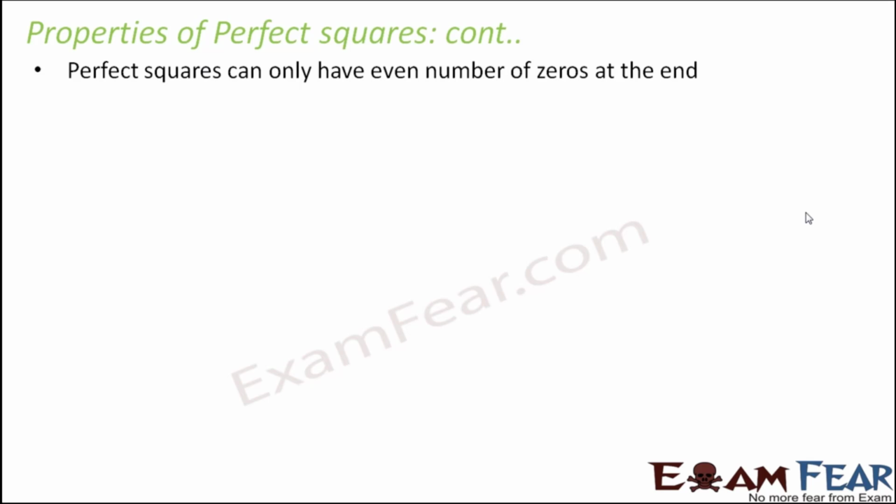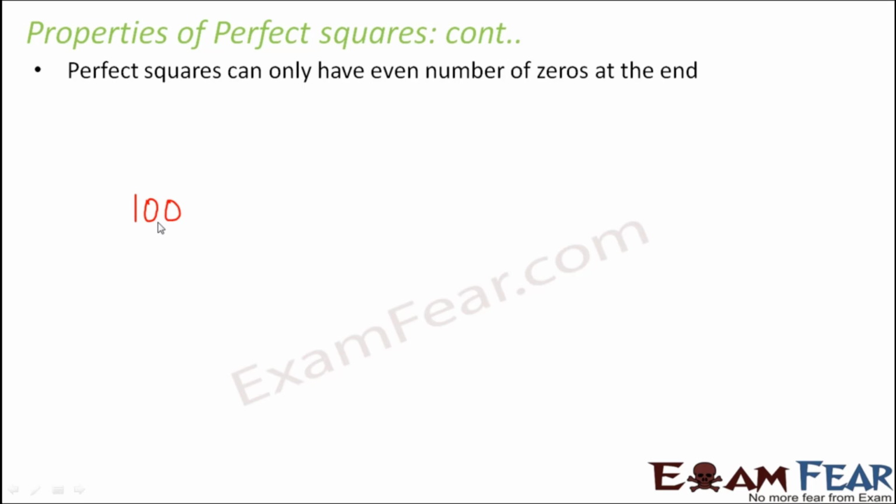Another interesting property: perfect squares can only have an even number of zeros at the end. So now we are talking about numbers with zeros at the end. If we say that a number with zeros at the end is a perfect square, what do I mean by that? I mean to say that the number is a product of two same numbers. For example, let's think of 100.